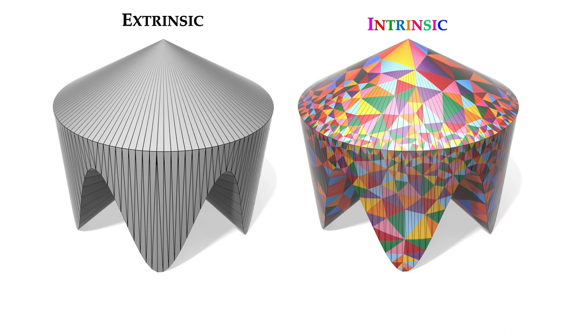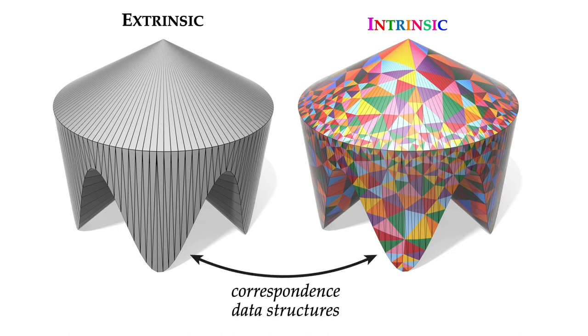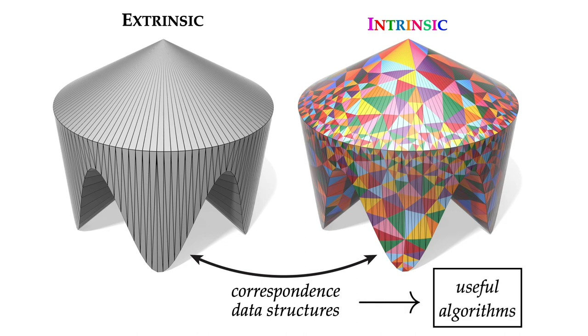But to really take advantage of this perspective, we also have to think about some computational issues. In particular, what are good data structures for keeping track of the correspondence between these different triangulations? And once we have those data structures, how can we build useful algorithms on top of them? That's what we're going to look at a lot today.